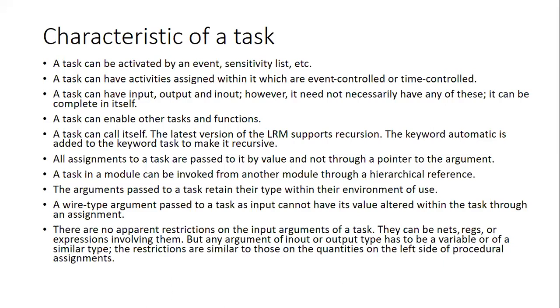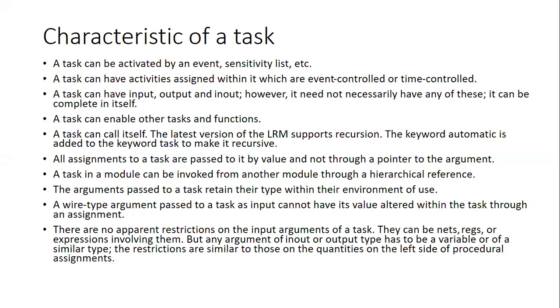One task can enable other tasks or functions. Again, a task can itself call a task. These details are enclosed in the language reference manual, which is supporting recursion. We use the keyword automatic so that the task can call itself, and this makes the task recursive. Similarly, even in function, we use the keyword automatic, which makes the function recursive in nature. Now, all the assignments to the task are passed by value and not by a pointer to that argument, to that variable.